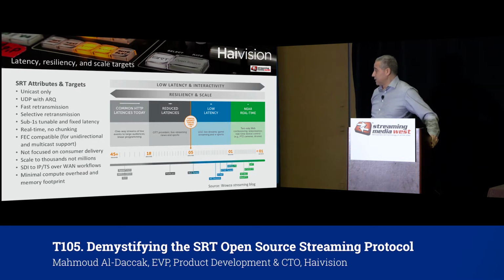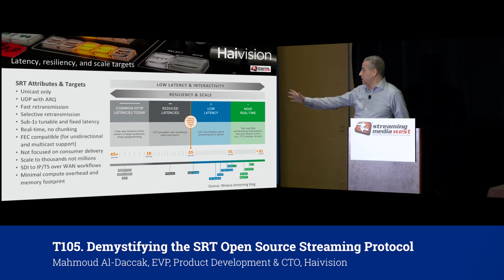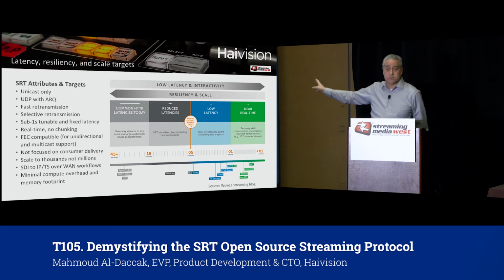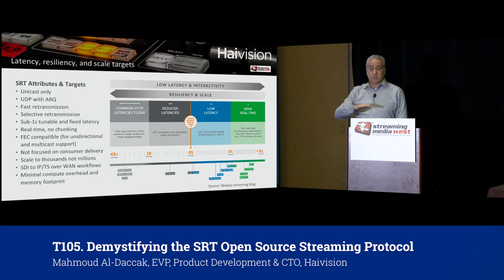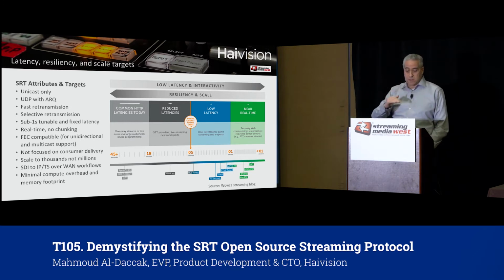As I said, it does not focus on consumer delivery. Our objective is to scale to the thousands. Of course, when you go to HLS and Dash, it scales to the millions. That's not what we're targeting. We're targeting a much lower scale. So we're on this side of the fence as opposed to that side. As you try to reduce your latency, your scalability goes down, but we're trying to maintain it in the thousands.